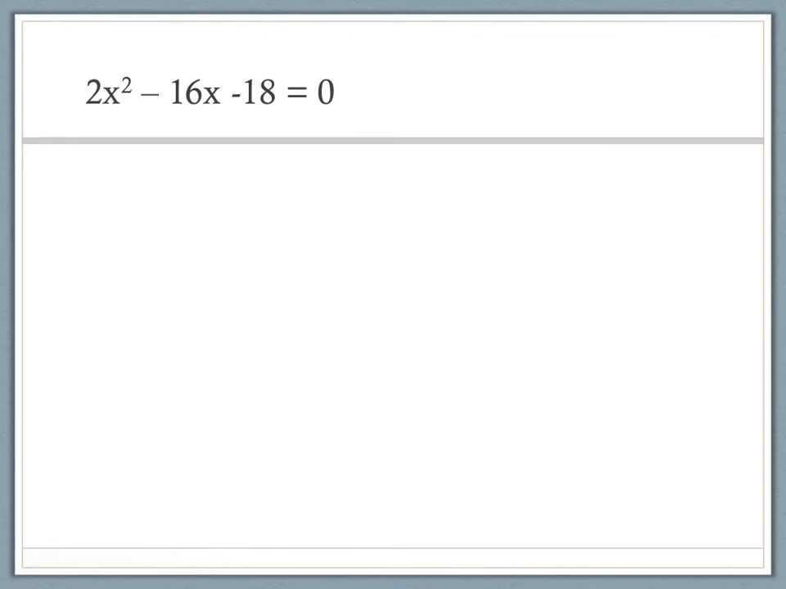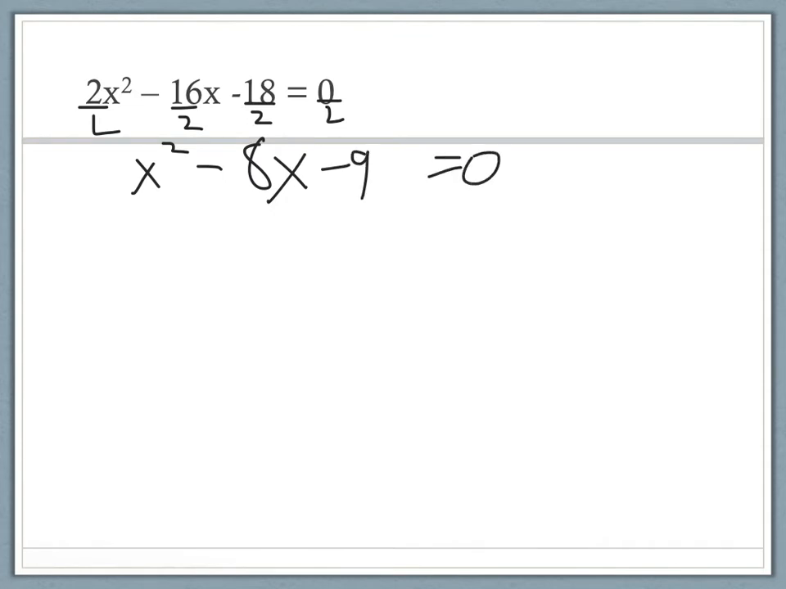Alright, here we go. Now this one's a little bit different. I noticed there's a 2 that goes in all these. So I'm actually going to divide everything by 2. So I'm going to have x squared minus 8x minus 9 equals 0. Now this is a little different. It's not all to one side yet. So I need to get x squared minus 8x, add 9 to both sides, so that's going to equal a positive 9 now. Now let's set up this perfect square trinomial.